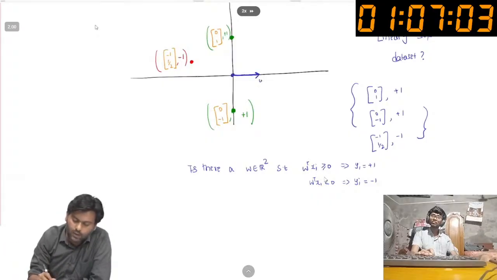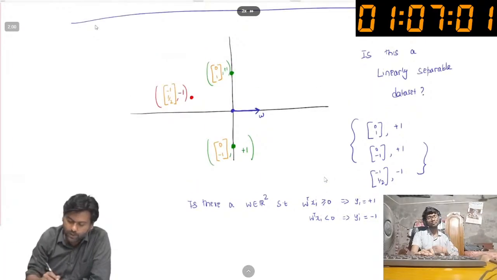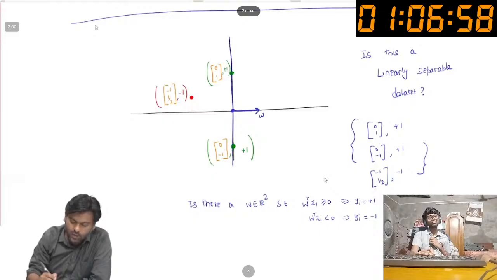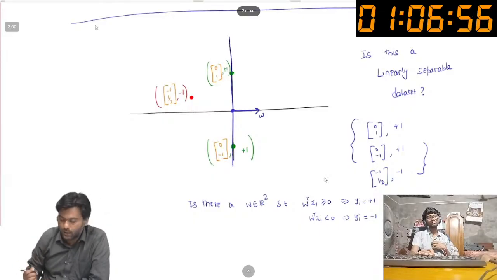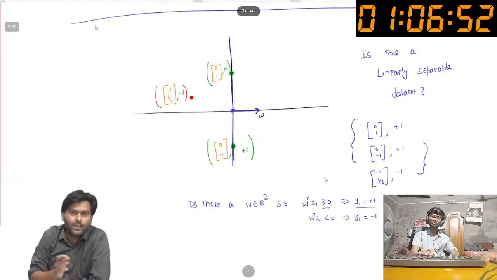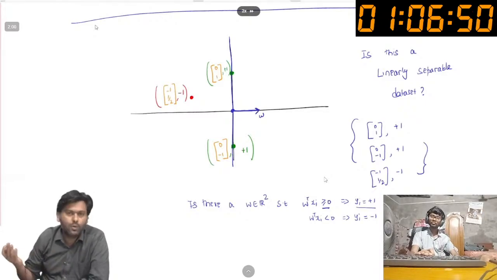Now, if I take this W, with respect to this W my separator is just the y-axis, which means that for these 2 points, which lie on the y-axis, W transpose X is 0, which satisfies W transpose X greater than or equal to 0, so the label has to be plus 1, which in fact it is. And for the point on the other side of the y-axis, W transpose X is negative, and so the label is also minus 1. So this is a linearly separable data set according to the definition that we put down.